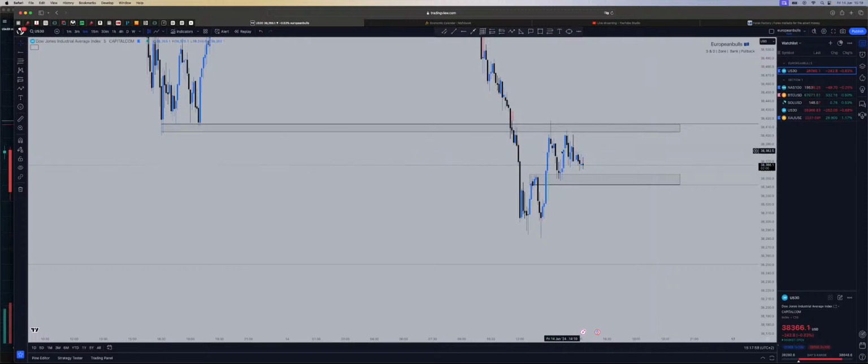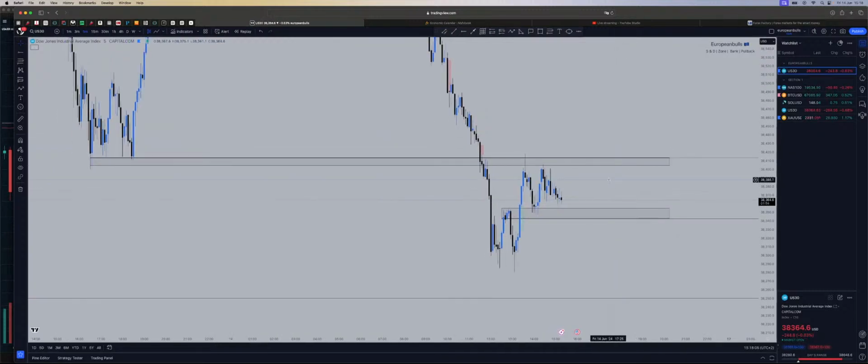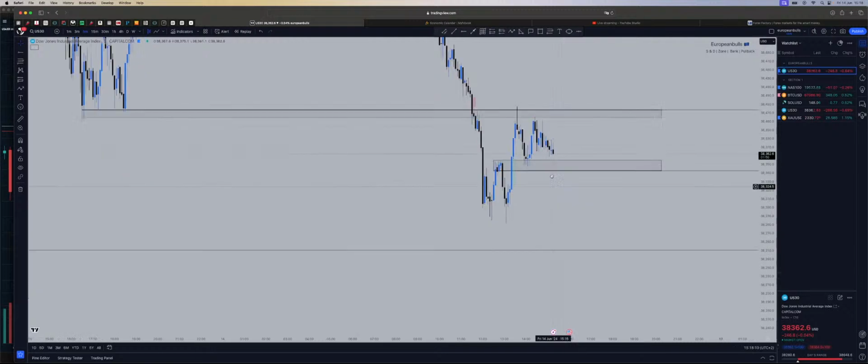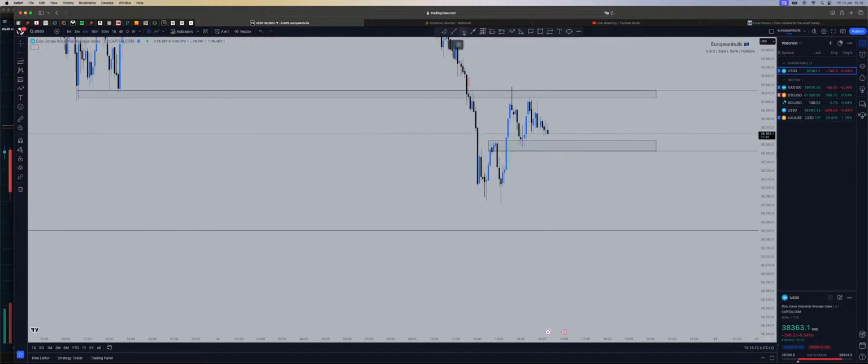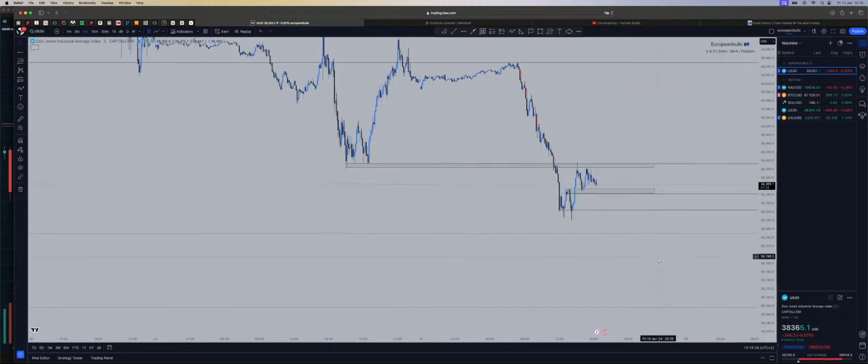So let's see, the price is trying to break this area above. If it manages to break this area above, we can look for a buy. If the price breaks below this area, and we see the price close below this area, then we can look for a sell like this, right? So we will wait and see how it goes.